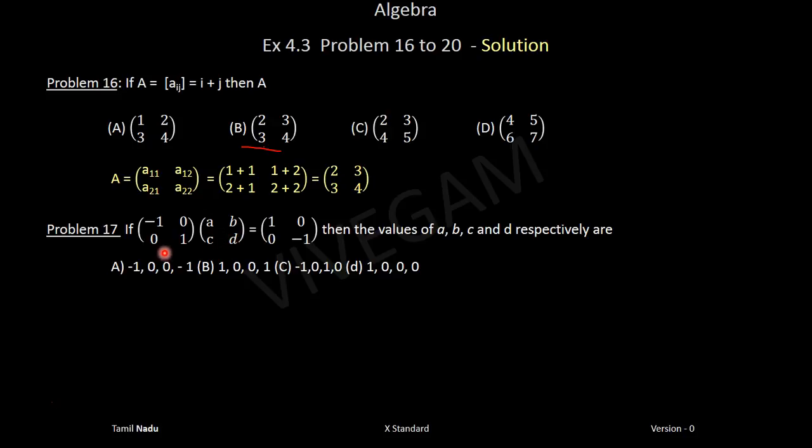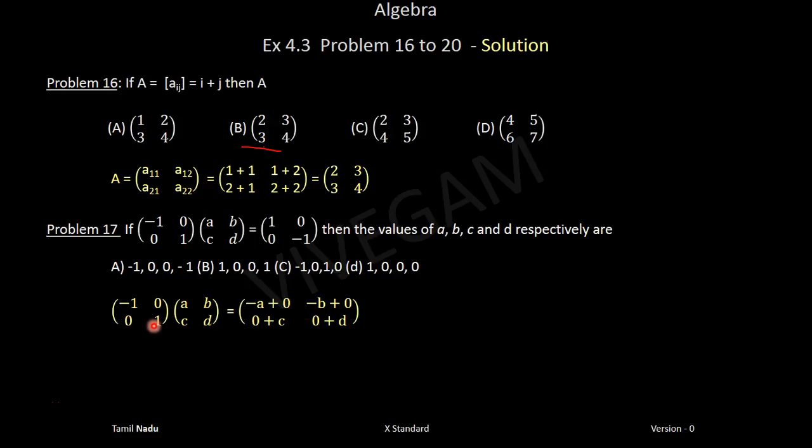So is this matrix multiplication defined? The order is 2 by 2 here, and this is 2 by 2. So the number of columns here is 2, the number of rows is 2. So it is defined, and the resulting matrix will be 2 by 2. So let's do the multiplication. First row into first column will come here. So that is minus A, and 0 into C is 0. This is first row, second column, right? So first row into second column. You can do the multiplication.